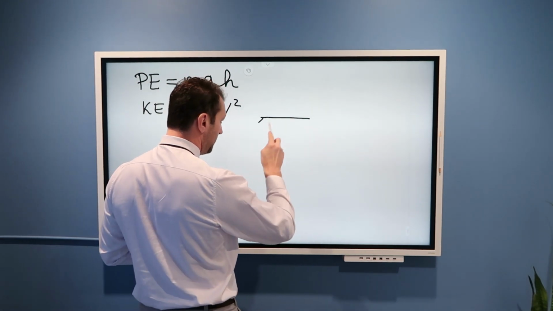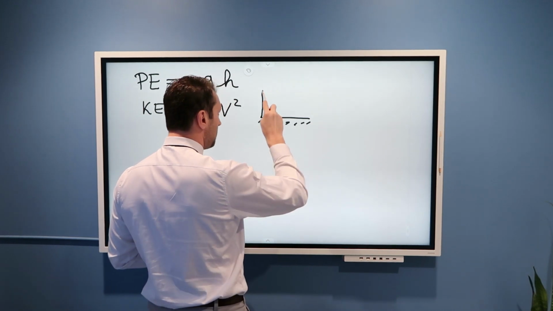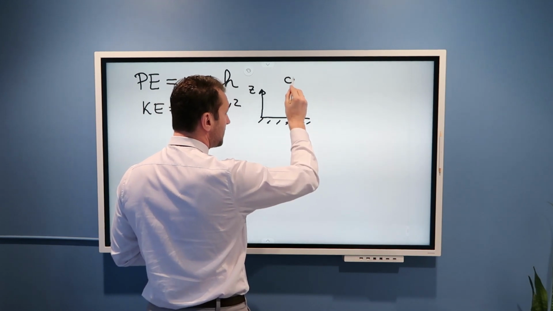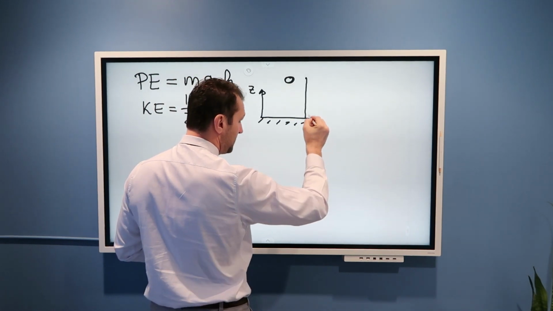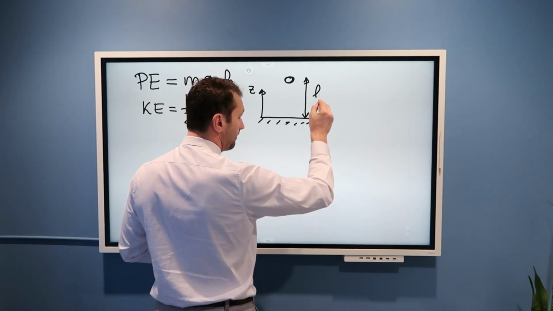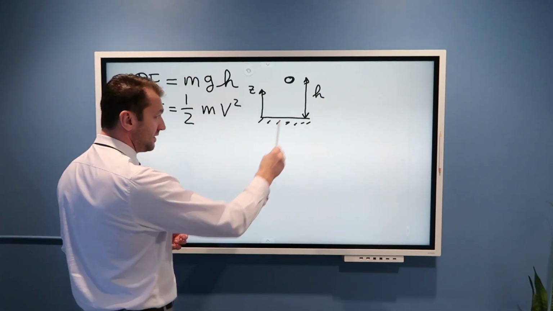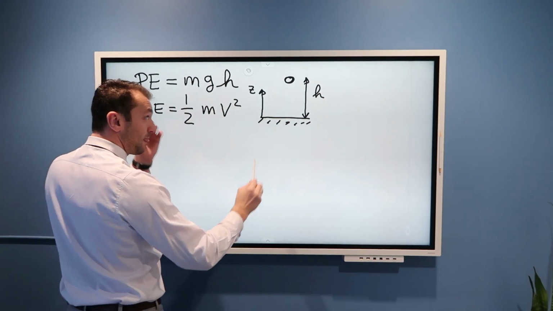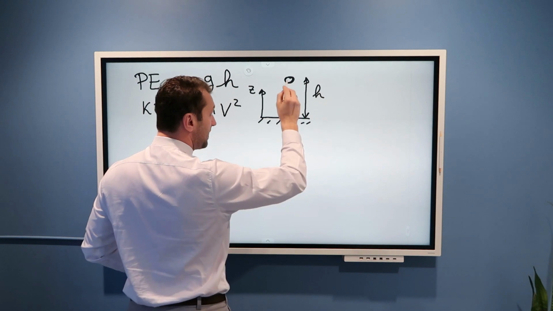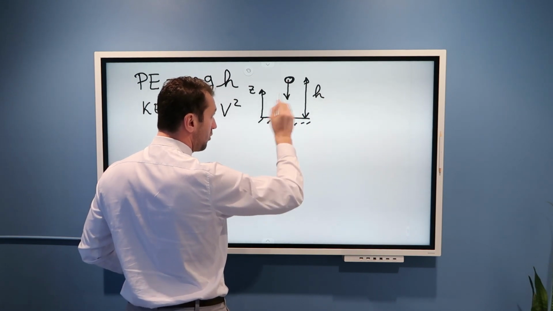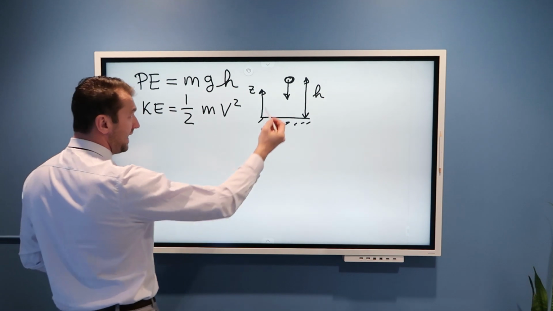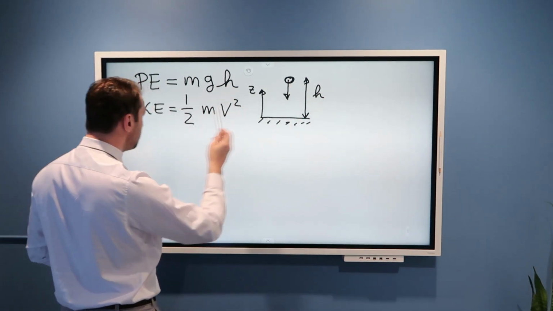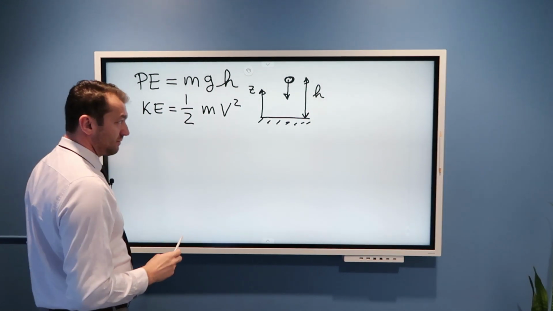If here is Earth's surface, and as I said, I will use Z to indicate height, if we have an object here at a distance h above Earth's surface, this object has potential energy mgh. However, gravity will pull it down, this object will start going down, and it will start losing potential energy because h is decreasing, but it will gain kinetic energy.